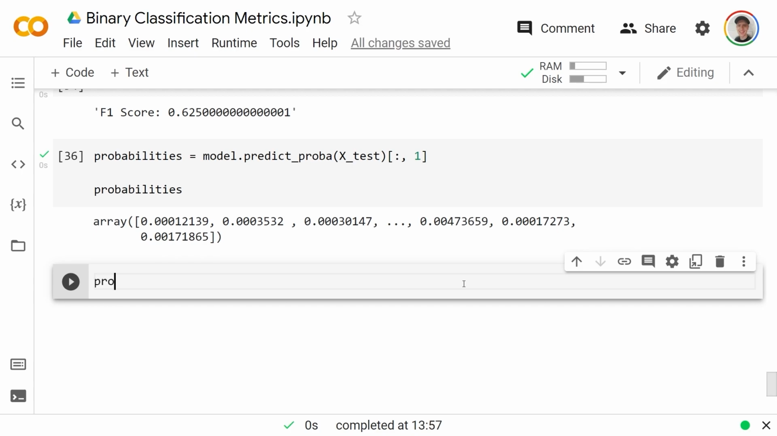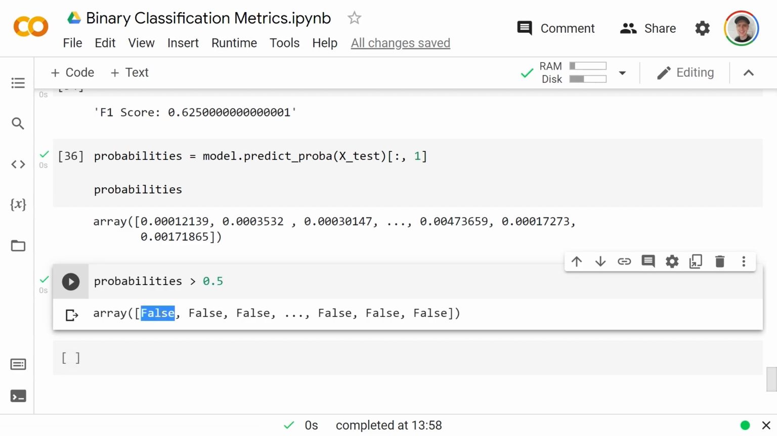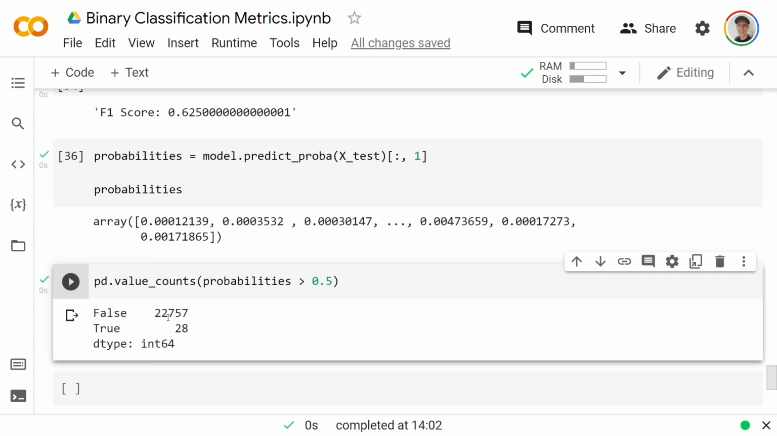If we take this probabilities vector that we just created and we do greater than 0.5, what that does is convert all of the values. If they're less than or equal to 0.5 or 50%, it'll say false, which really means not fraud. And if they're bigger than 0.5, it'll assume that it is fraud. We can look at the distribution of this with a pd.value_counts, and we see that almost all of them are false, meaning those were all not frauds, and these 28 were predicted as fraud.